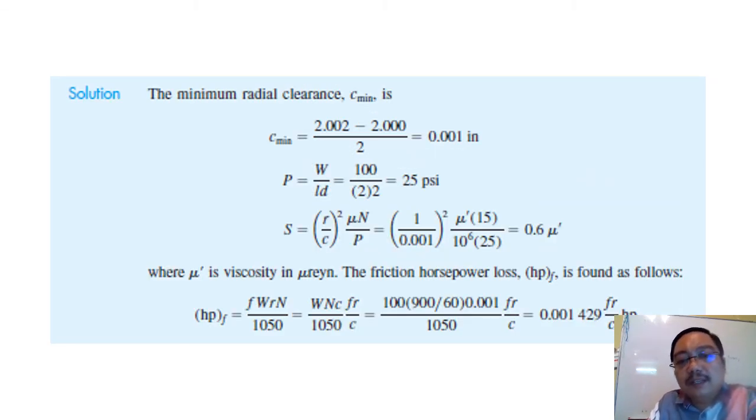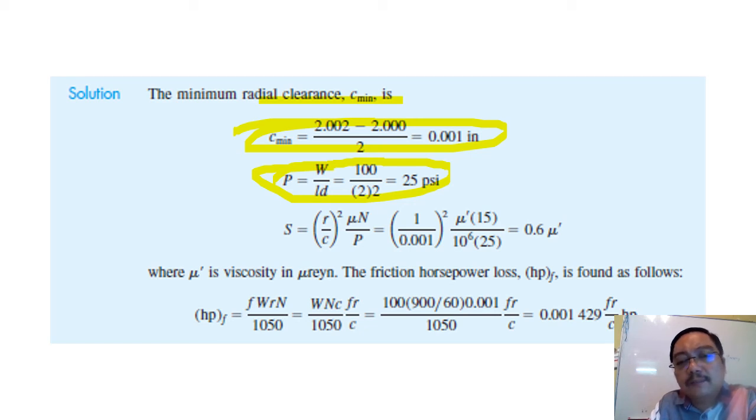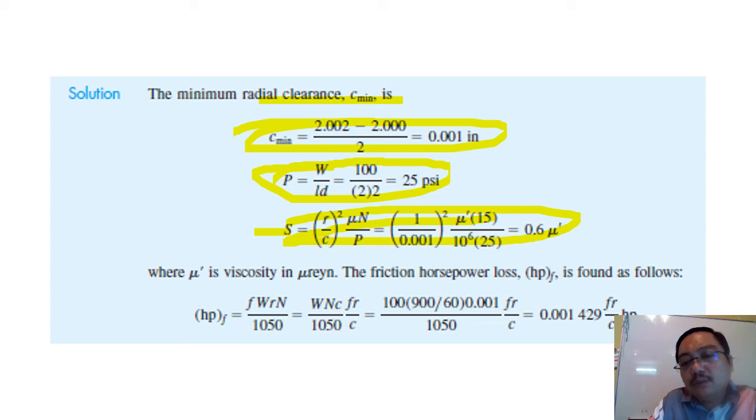So the minimum radial clearance, C min, you can see the equation here, and you can get 0.001. For P, trace back where the value 100 comes from, and where the 2 comes from. And the famous Sommerfeld number, never forget the Sommerfeld number, because you will use it throughout this chapter. If you make one mistake, everything will be mistaken. Don't make mistakes.